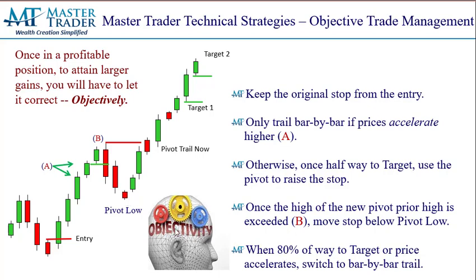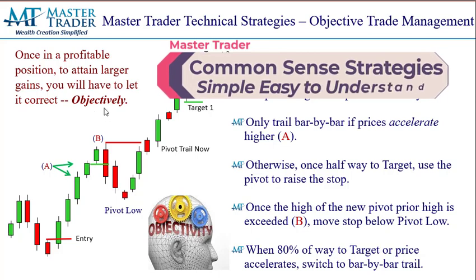Once we're 80% of the way to our target, or prices accelerate, now it's okay to go back to a trail methodology under a prior bar's low. So that's what I say up here. Once you're in a profitable position, to obtain a larger position, you need to let it correct. Correct means retrace, and you have to do it objectively.